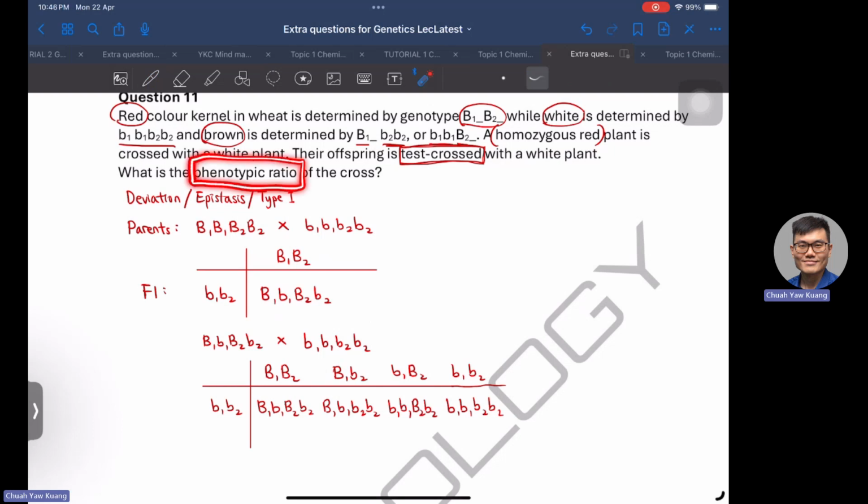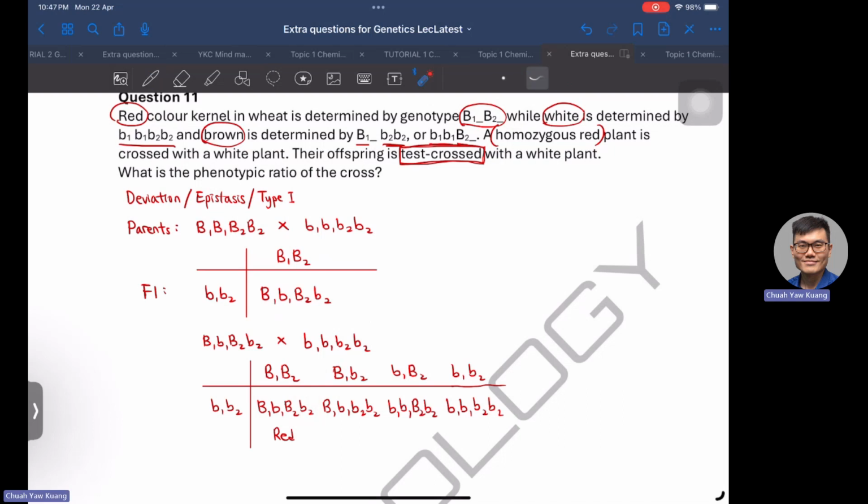Now lastly, the question is asking for the phenotypic ratio, so you have to find the phenotypes. The first one is heterozygous for both B1 and B2. So obviously it will be red in color, with at least one B1 and at least one B2, as you can see here. So the first one should be red in color.